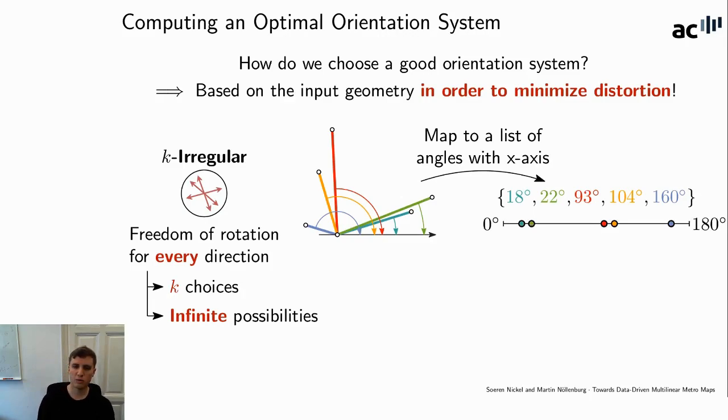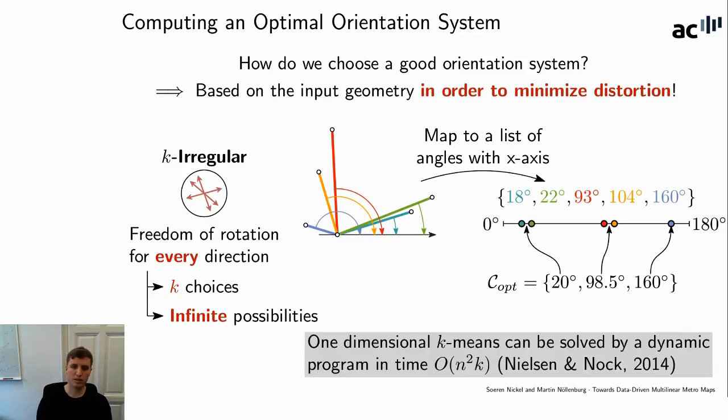And now you can see how we want to cluster them such that we have a good representative for each cluster. So if we want to have a 3-linear layout, then we want to have 3 representatives that represent this set of angles the best. And a very obvious solution here would be 20 degrees for the first two, 98.5 degrees for the third and fourth, and just plain 160 degrees for the fifth one. And this is nothing else than a k-means algorithm. And Nielsen and Nock showed in 2014 that the one-dimensional k-means can actually be solved by a dynamic program in n² times k time. So this is also pretty good.